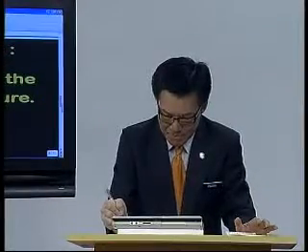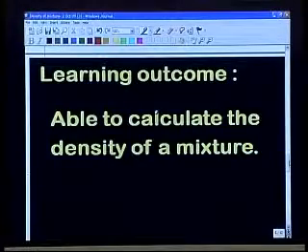Okay. Now look at the learning outcome again. As I said, by now you are able to calculate the density of a mixture.